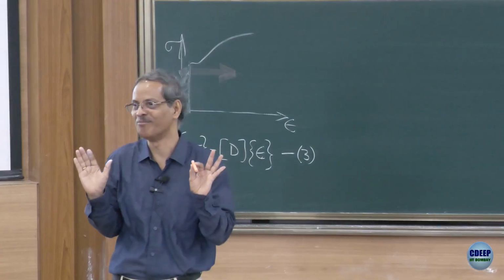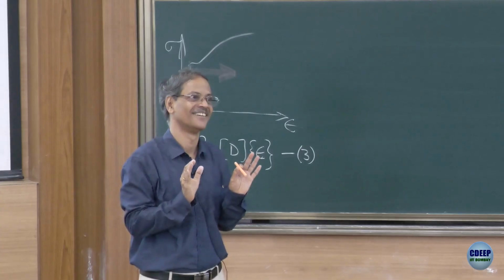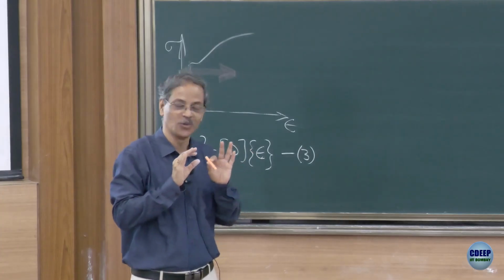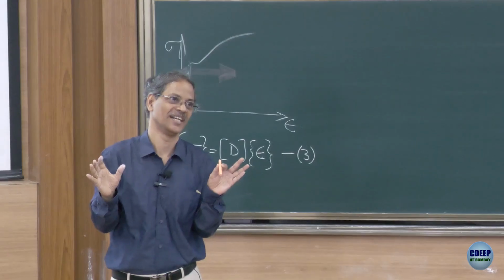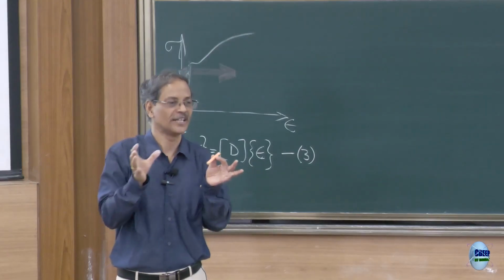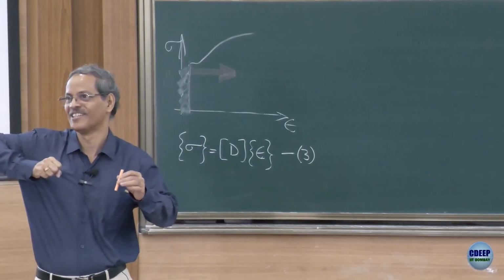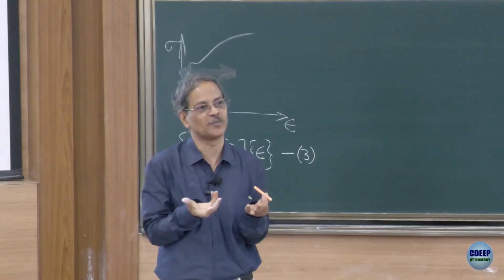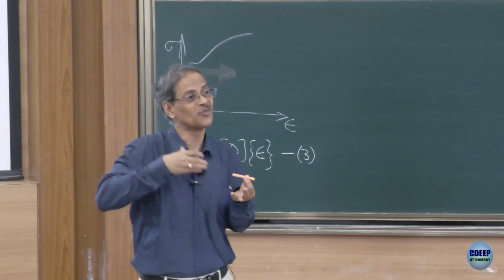Don't jump, don't jump, don't jump. When will there be no stress? If you are freely allowing it to expand, right? If you constrain it, it wants to expand, but you are not allowing it to expand, so there will be stress. By how much will be the stress?